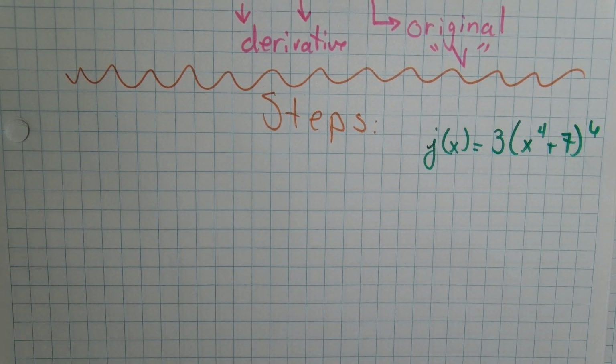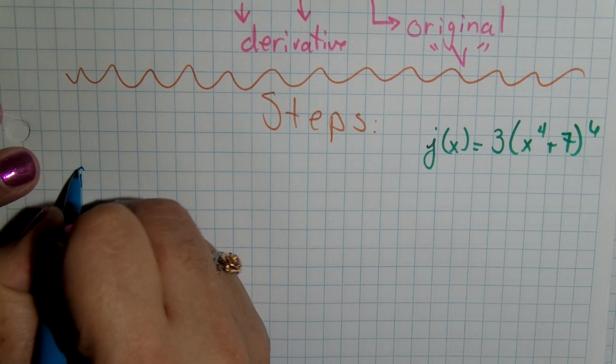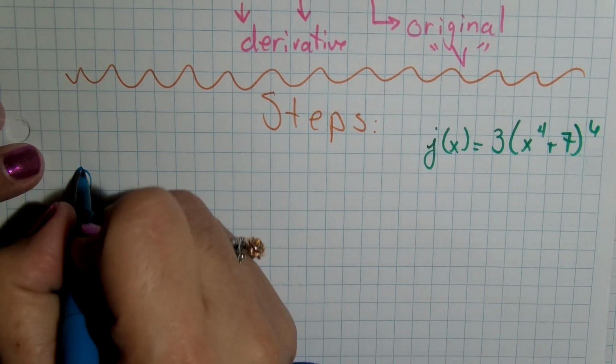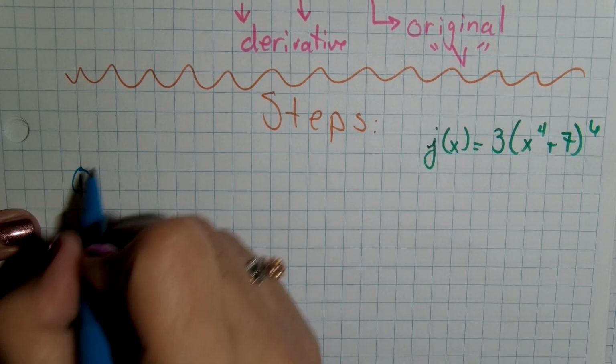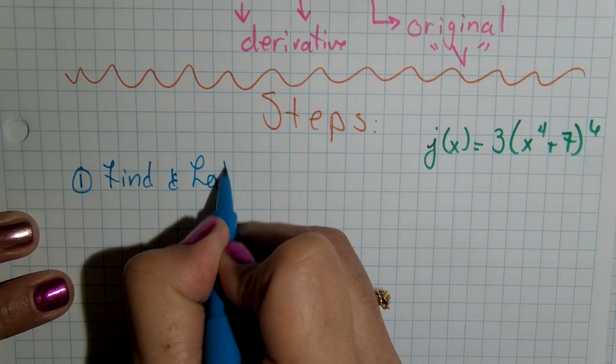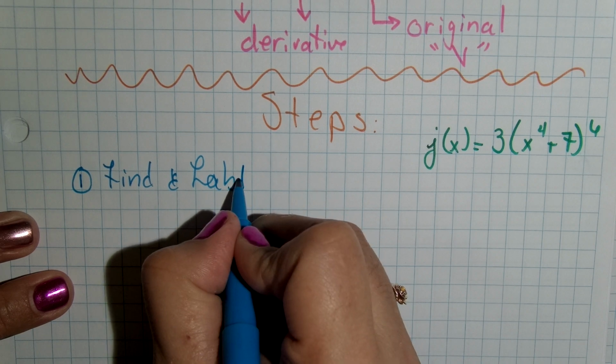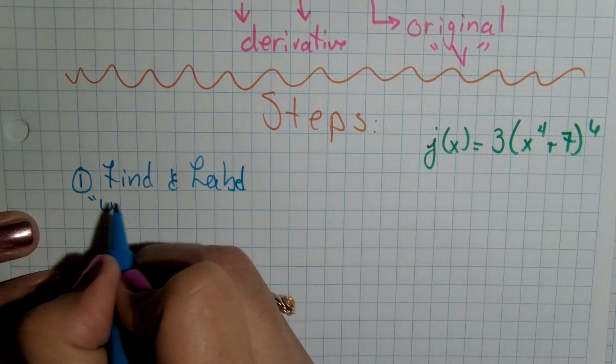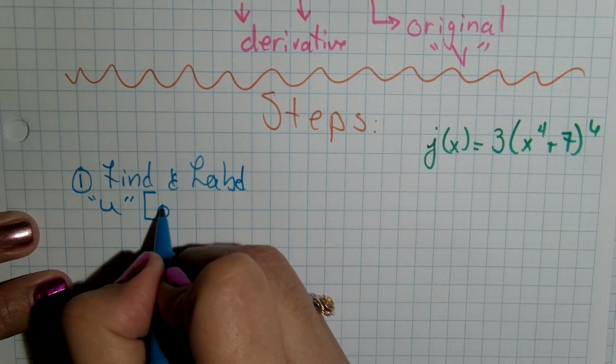Okay. Number 1. You need to find and label u. Again, which is our outside function.